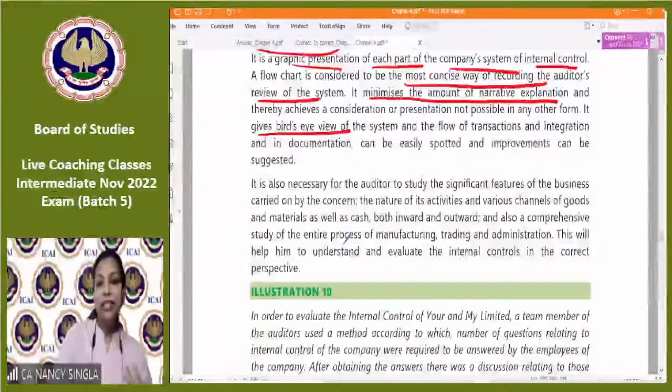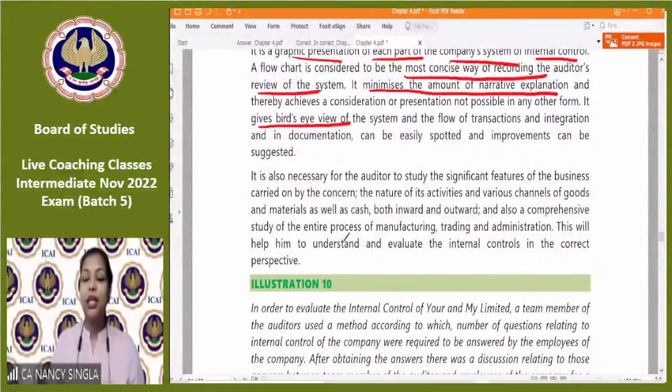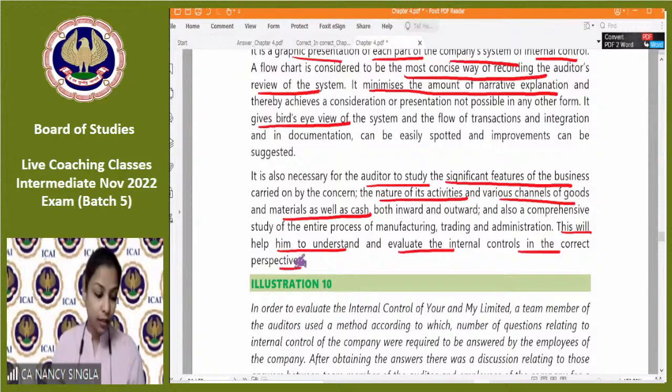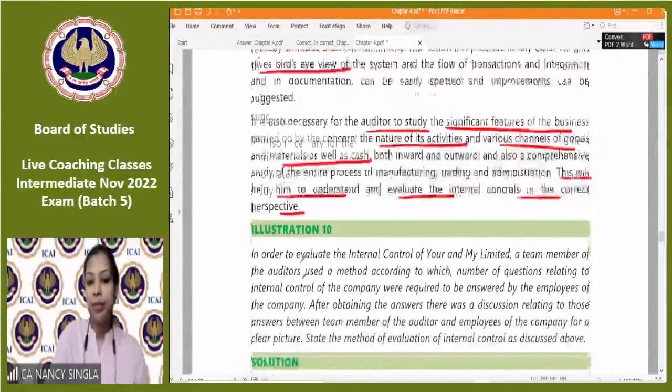Okay? And this way, if some flow charts are made, what are the benefits? It helps the auditor to study the significant features of the business, the nature of the activities and various channels of goods, materials, cash. With respect to purchases, sales, cash, different flow charts are made, showing how the internal control with respect to particular transactions is carried out. So it gives a bird's eye view. This will help the auditor to understand and evaluate the internal control in the correct perspective, in the correct direction. So this is what a flow chart is.